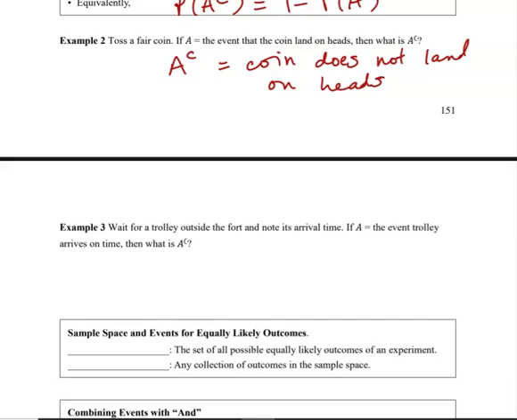All right, wait for a trolley outside the fort and note its arrival time. If A is the event the trolley arrives on time, then what is the complement? Now, notice I didn't ask you for probabilities in either of these questions. I just asked you for the event itself, the complement. So the complement would be the event that the trolley does not arrive on time.